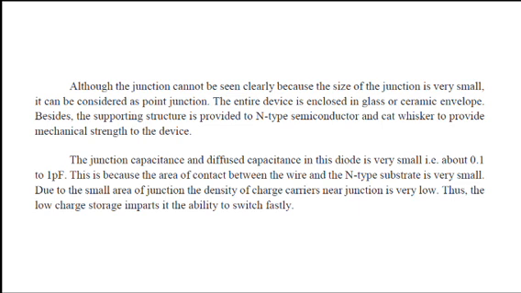This provides mechanical strength to the device, and also the junction capacitance in this diode is very small, that is 0.1 to 1 picofarad. This is because the area of contact between the wire and the substrate is very small. Due to this smaller area, the density of charge carriers near the junction is very low. Thus the low charge storage gives it the ability to switch fast.